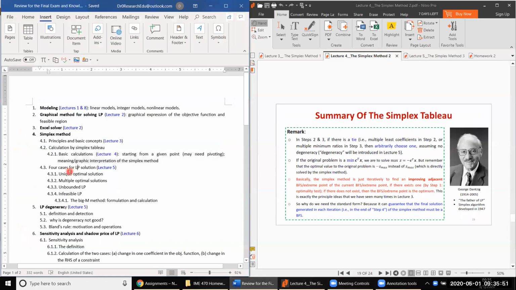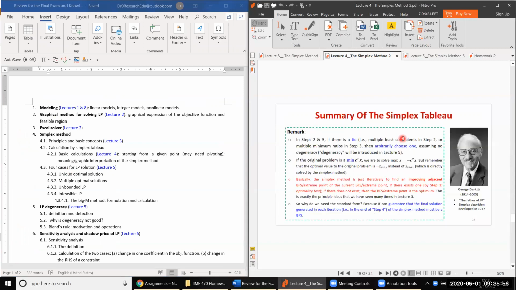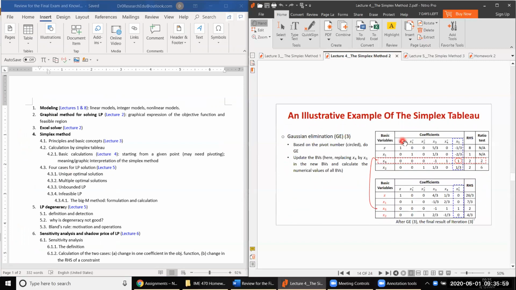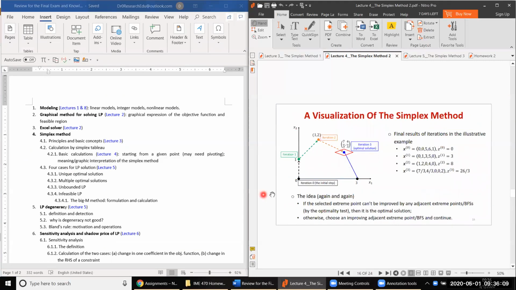That is very important. And we also compared it with the graphical method. Where is it? Here we go. It's right here. Remember, I have a summary. Initially, if we start from 0, this is the result of my initialization, and this is the result of iteration 1, iteration 2, and iteration 3. And you can clearly see that what the simplex method was doing is exactly the same as the graphical method.